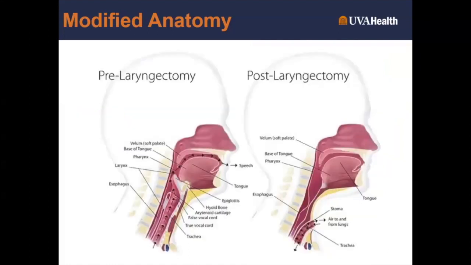This is another picture of that pre-laryngectomy versus post-laryngectomy anatomy there. It's kind of nice seeing the normal anatomy versus the abnormal anatomy right next to each other. So you can really see how that track, as I was talking about earlier, from the mouth and the nose into the trachea is gone. And now post laryngectomy there.